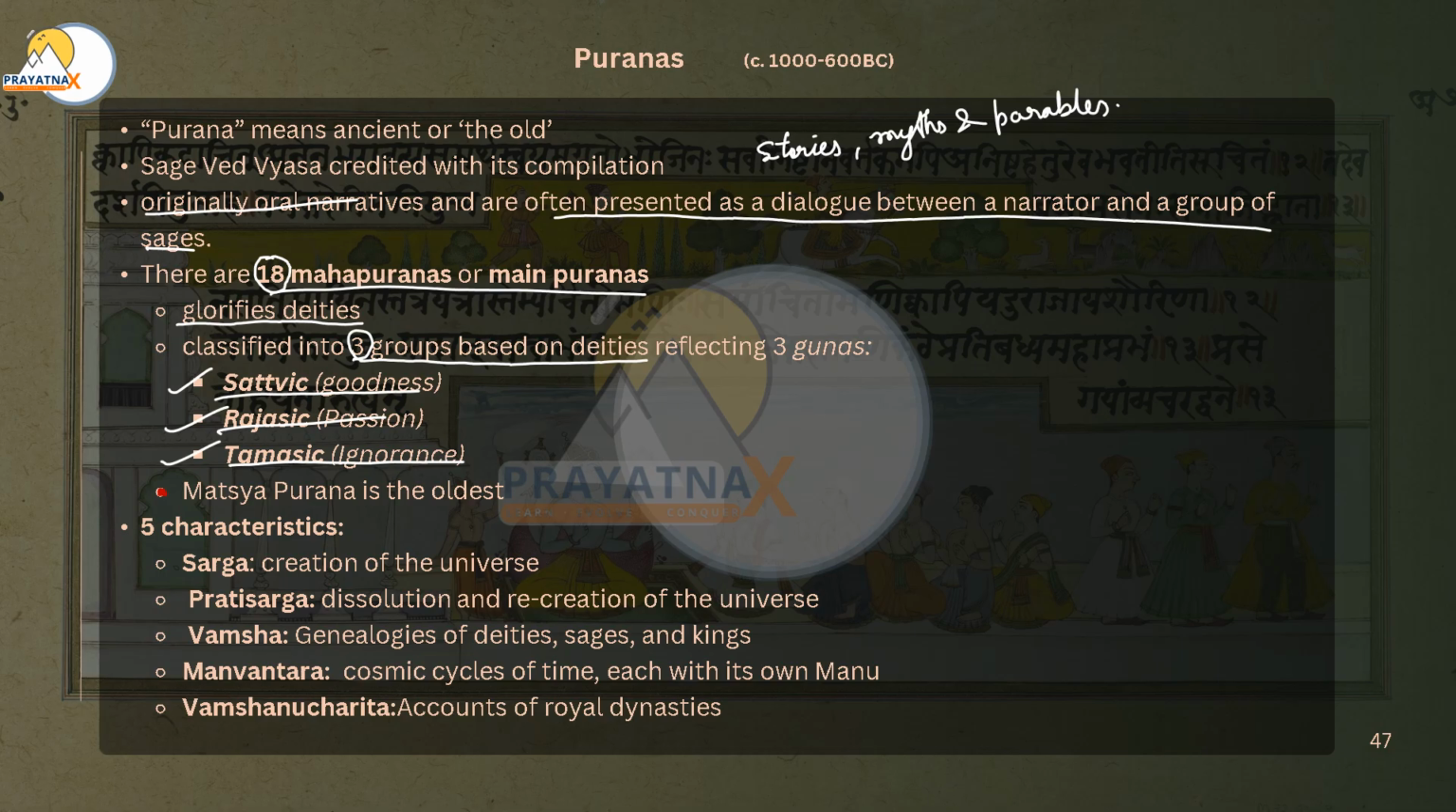For a text to be classified as a Purana, it must contain 5 characteristics. The Matsya Purana explicitly lists them as Sarga, Pratisarga, Vamsha, Manvantara, and Vamshanucharita. Sarga deals with the creation of the universe. Pratisarga suggests the dissolution and the recreation of the universe. Vamsha deals with the genealogies of deities, sages, and kings. Genealogies means lineage.